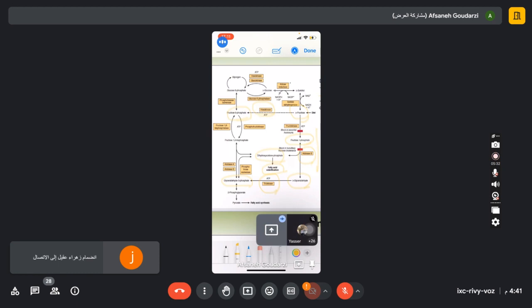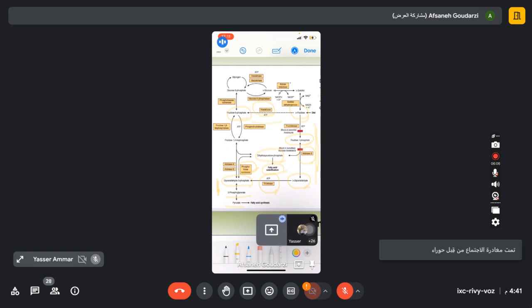How can we change dihydroxyacetone phosphate to glyceraldehyde 3-phosphate? By the enzyme triose phosphate isomerase. Then glyceraldehyde 3-phosphate changes to 2-phosphoglycerate and pyruvate. I mean, from this point we are in the glycolysis pathway, because I told you fructose can enter glycolysis. But from this part, it enters by glyceraldehyde 3-phosphate. But if we talk about this pathway, it enters glycolysis by fructose 6-phosphate.